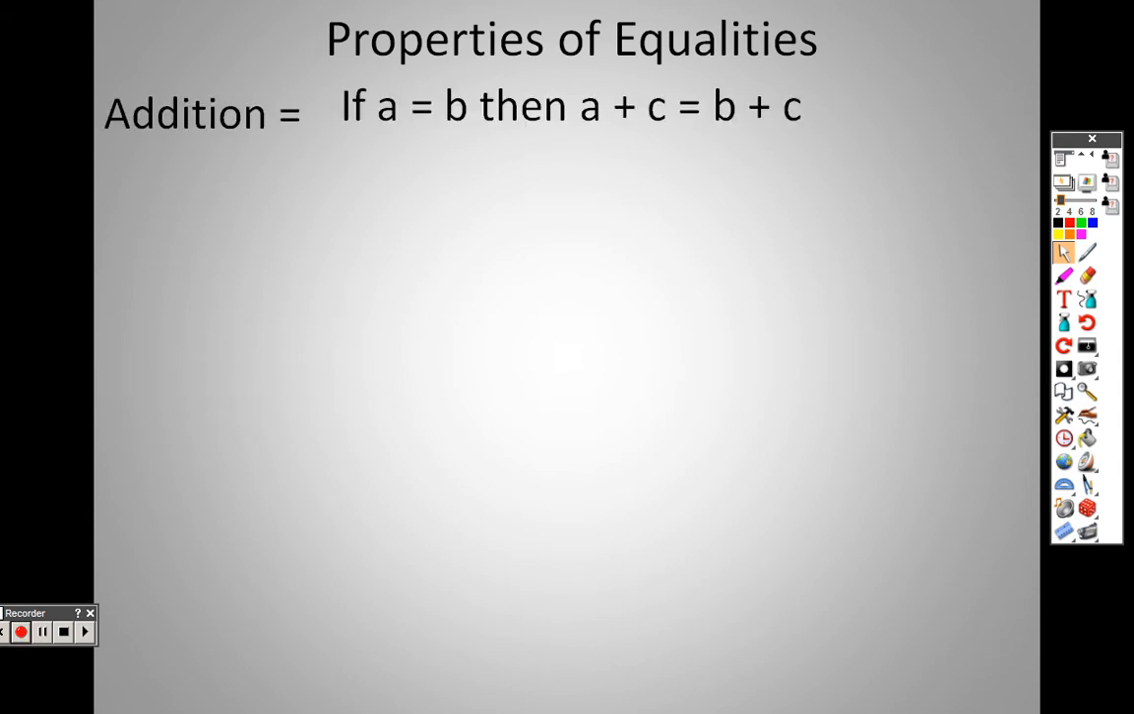Properties of equalities. If a equals b, then a plus c equals b plus c. So what does that mean to you? If 3 equals 3, and I add 7 to both sides, I'll get the same answer. That's what it means. So I'll still get 10 on both sides.